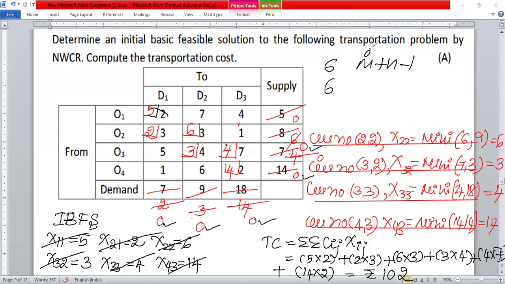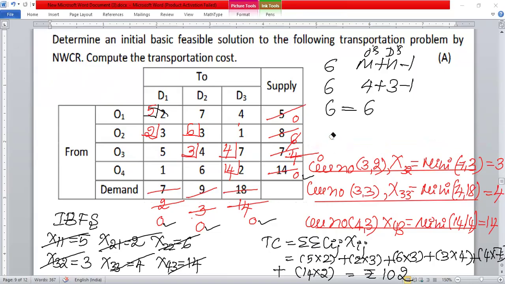M is nothing but how many origins are there, and N is nothing but how many destinations are there. Okay, origins is 4 here, plus N is also 3, minus 1. So 4 plus 3 is 7, 7 minus 1 is 6. So 6 is equal to 6. So what do you feel? What is the comment you are going to write?